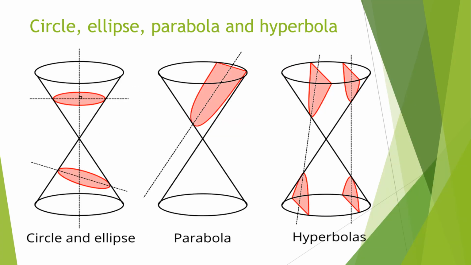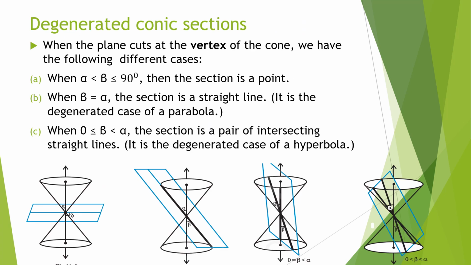Again, let us see the different shapes. In the first case, if beta is 90 degrees, then you know that a circle is generated. If beta is less than 90 degrees, then an ellipse is generated. In the second case, a parabola is generated, and in the third case, when the plane cuts through both the naps, then hyperbolas are generated.